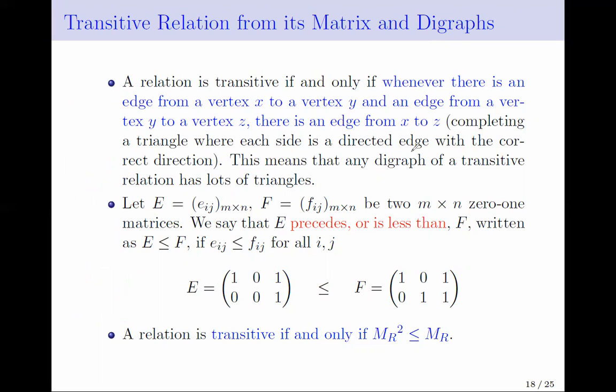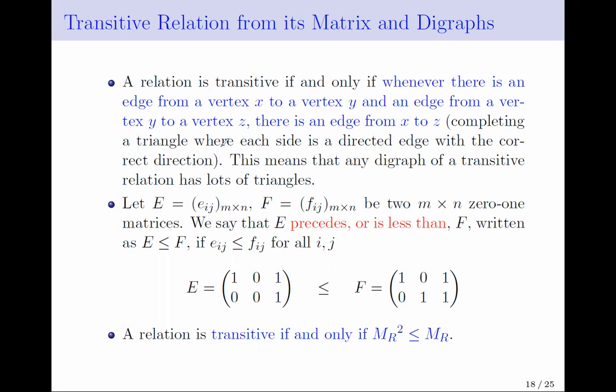Completing a triangle where each side is a directed edge with the correct direction. We know that when we are drawing a triangle in a vector, we draw it like that. This means that any diagram of a transitive relation has a lot of triangles.